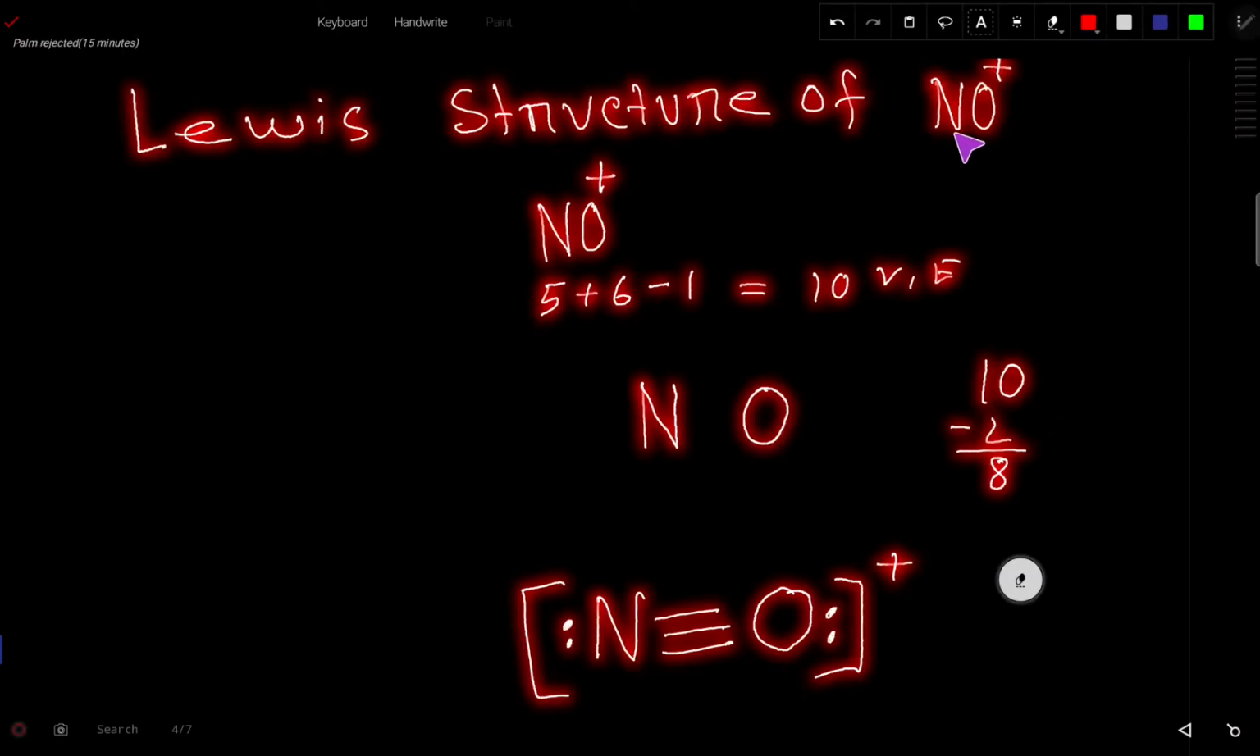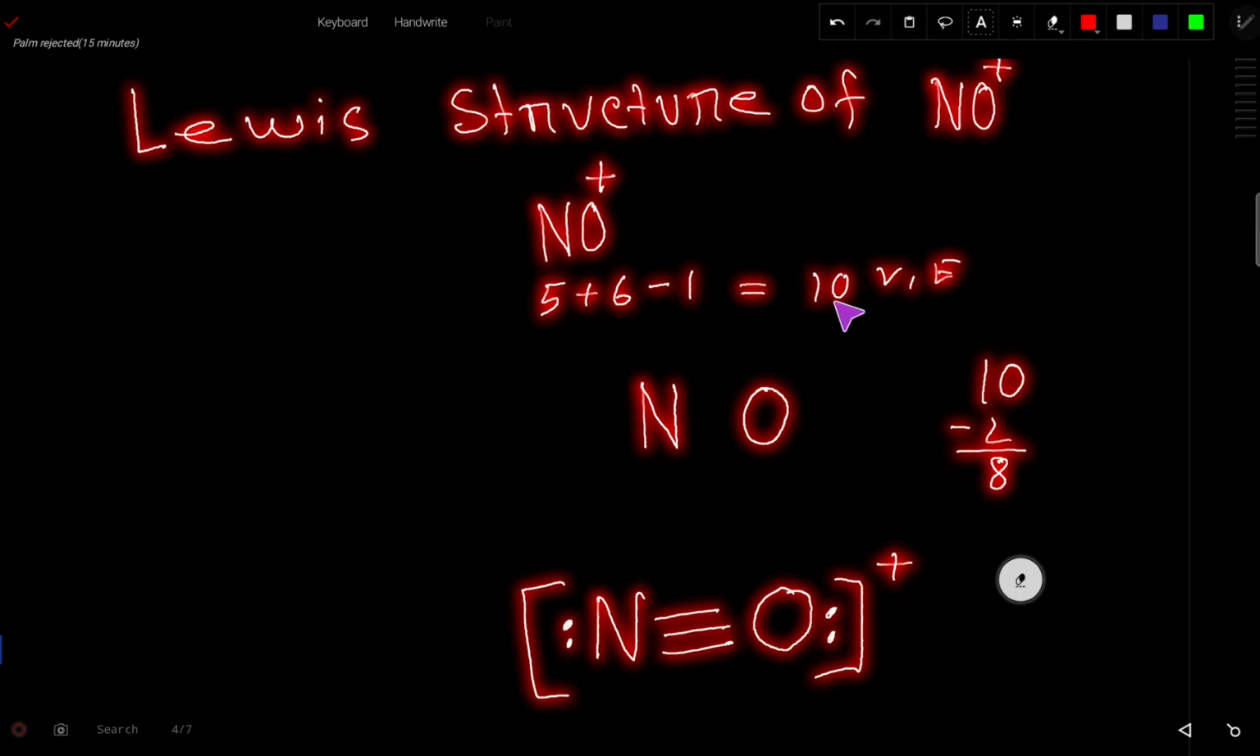Lewis structure of NO+, the nitrosonium ion. At first we have to find out the valence electrons for NO+. Nitrogen has 5 valence electrons because it is an element of group 5A. Oxygen has 6 valence electrons because it is an element of group 6A, and for the positive charge we have to deduct 1. So here we are getting 10 valence electrons in total.